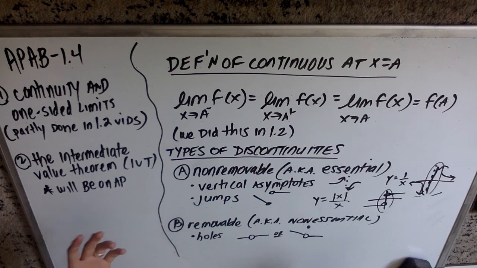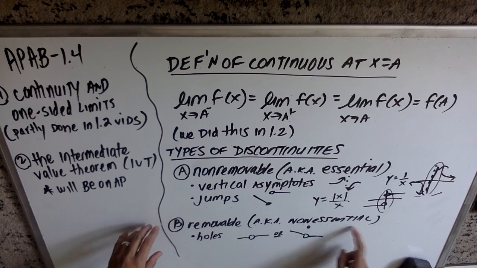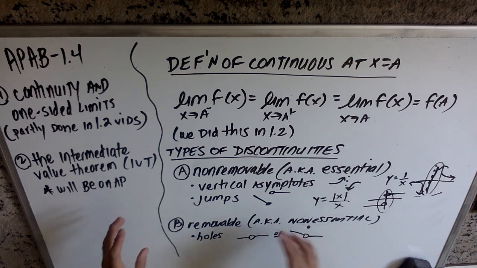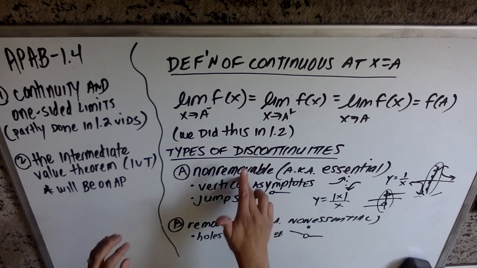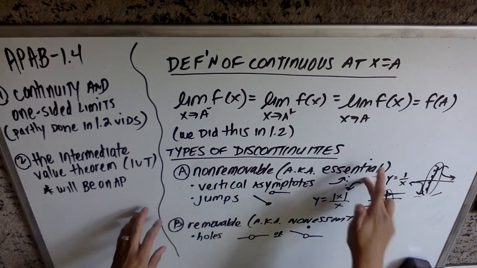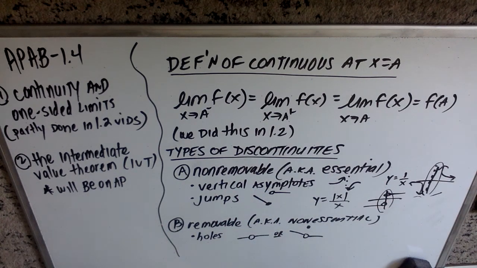The other category of discontinuities is called removable. Again, some books will call that non-essential. So what you're going to find is that a book either uses these two terms, non-removable and removable, or these two terms, essential and non-essential. Same thing with an exam. Typically, we use the same language consistently. But I wanted you to see both just in case.